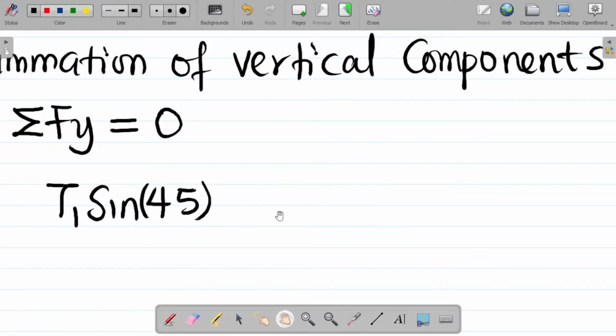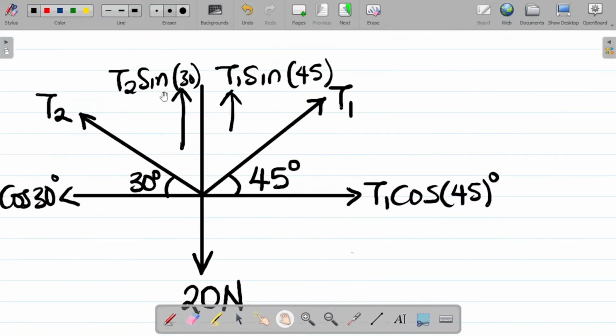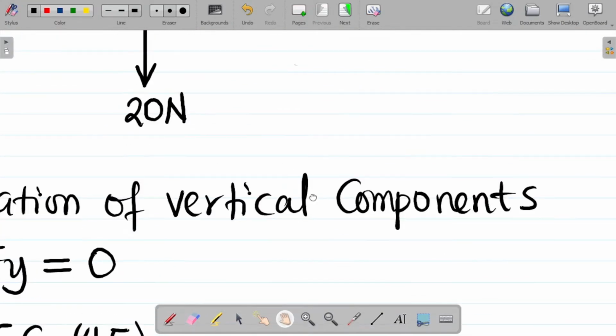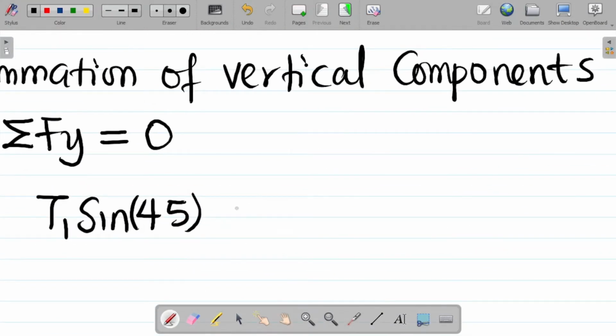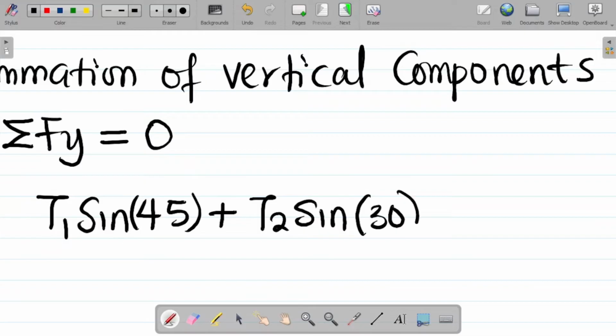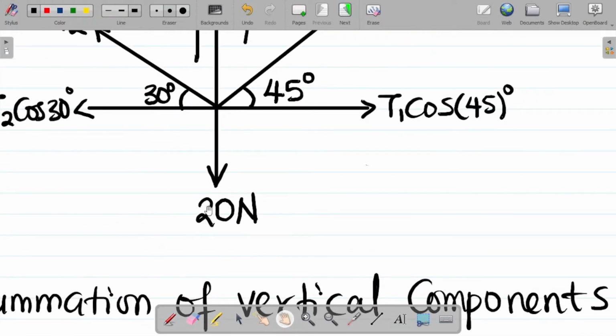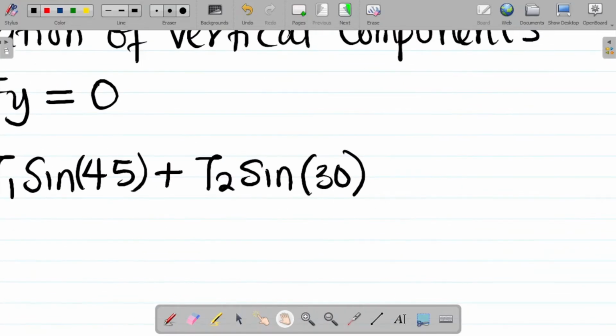Next up, this one is going upwards too, T2 sine 30, so it becomes plus. So I have plus T2 sine 30. These two are going upwards, so they are positive. Now 20 Newton is coming downwards, so it becomes negative, minus 20. We said the sum of vertical forces is equal to 0.